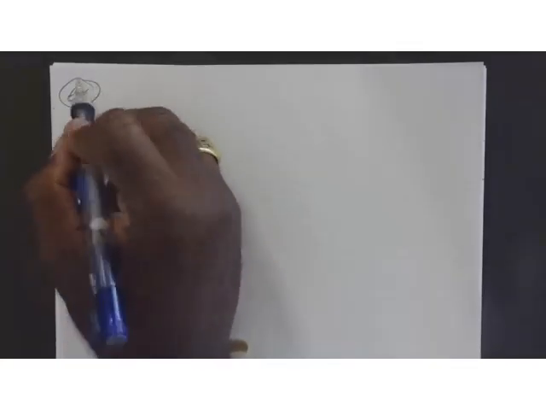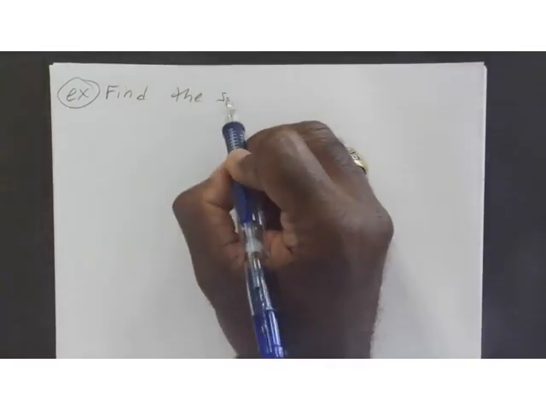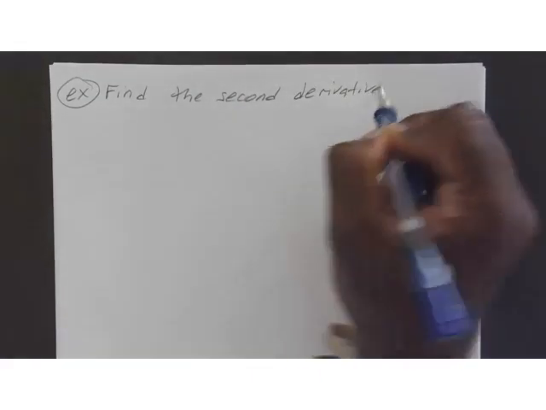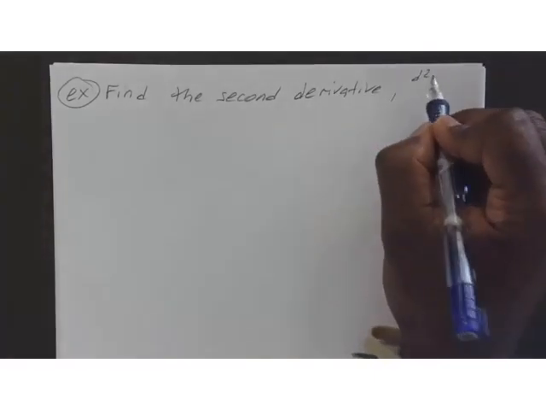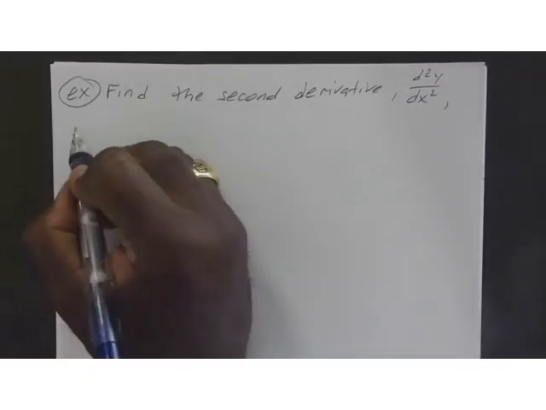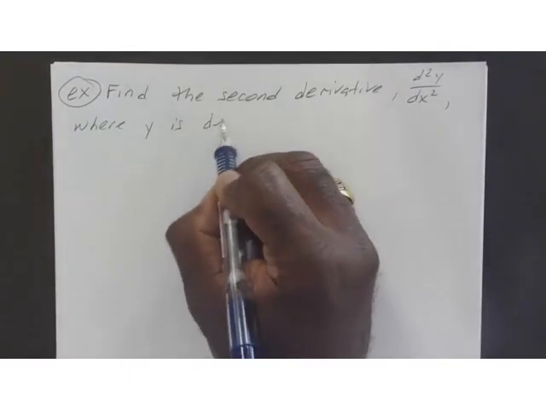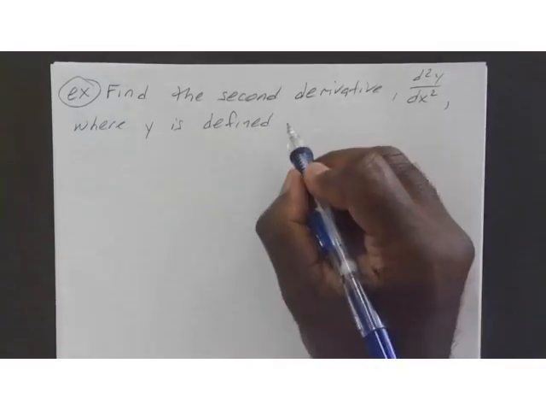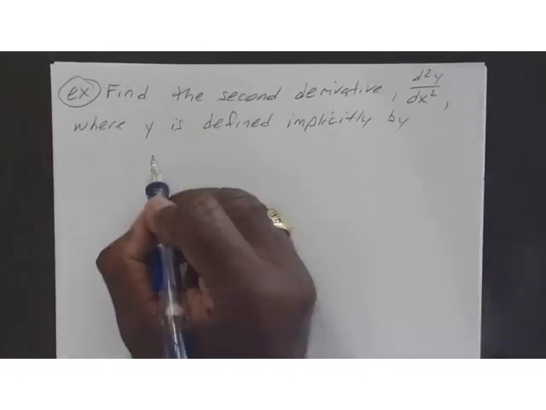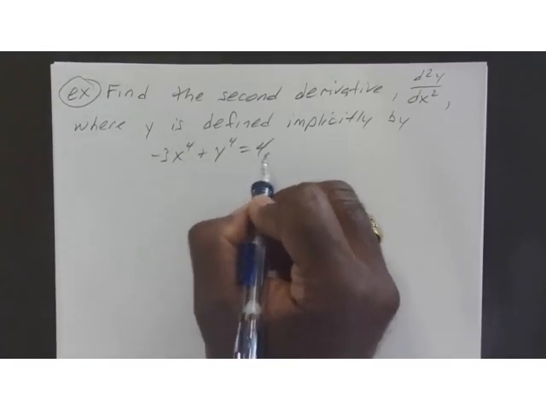Okay, let's say, for example, if we wanted to find the second derivative, where y is defined implicitly by negative 3x to the fourth power plus y to the fourth power is equal to 4.